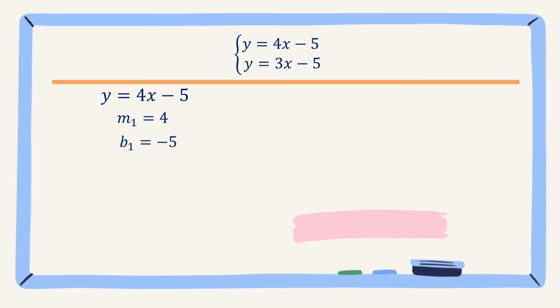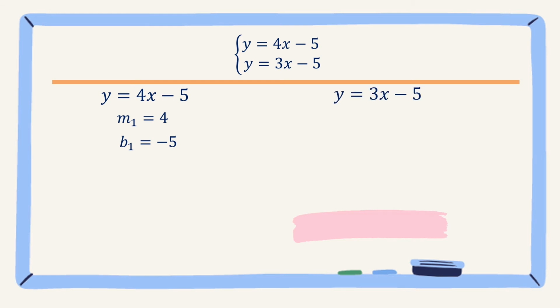Next example, the system of equations y equals 4x minus 5 and y equals 3x minus 5. The given system is written in slope-intercept form. So let's start with y equals 4x minus 5. What is the slope? Okay, 4. How about the y-intercept? Negative 5.